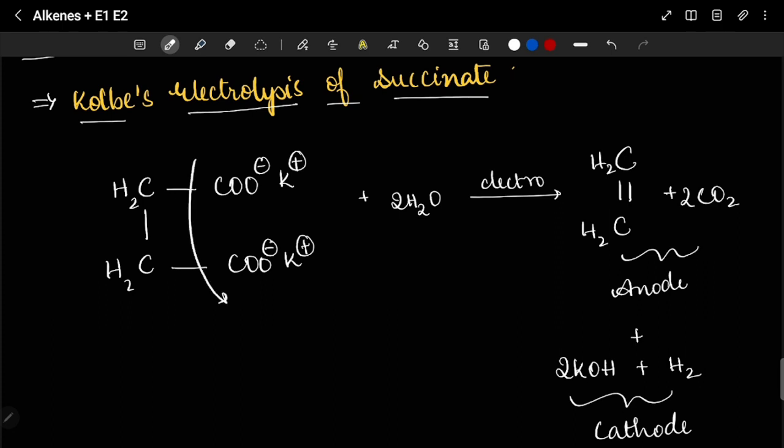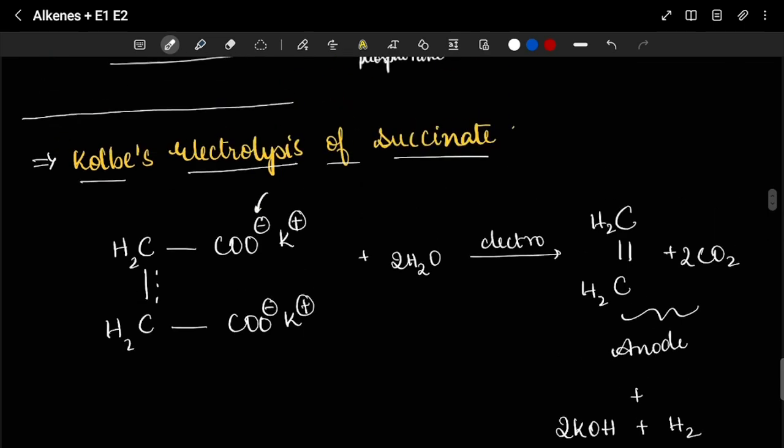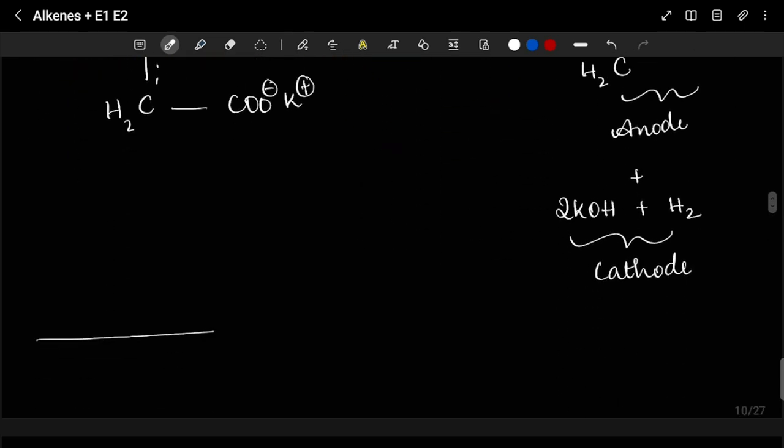This is given out. These salts come out, and a new bond formation takes place like this. How will they come out? In the form of CO2. At the anode, the anions react and they form CO2. Two moles of CO2 are formed, and at the cathode, KOH and H2 are formed. This is called the electrolysis of succinate.